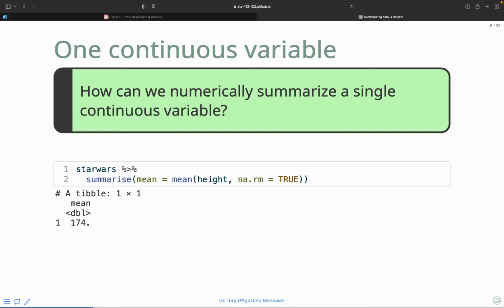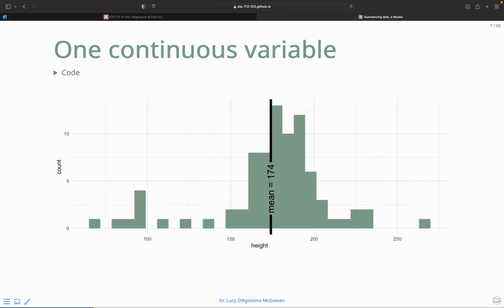So for example, here I'm taking the Star Wars data, which consists of 84 Star Wars characters, and I'm calculating the average height. And so rather than showing 84 different numbers, I'm just showing you one to let you know that on average the characters in this particular data frame have a height of 174 centimeters.